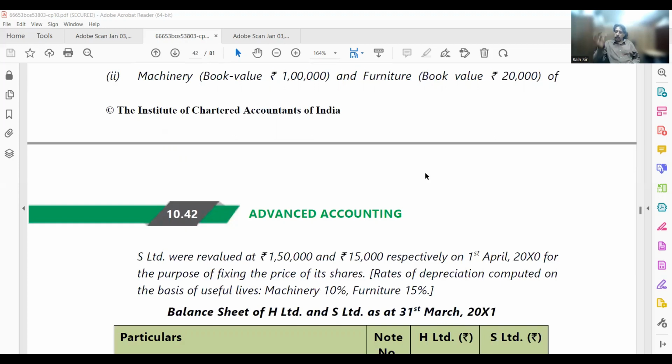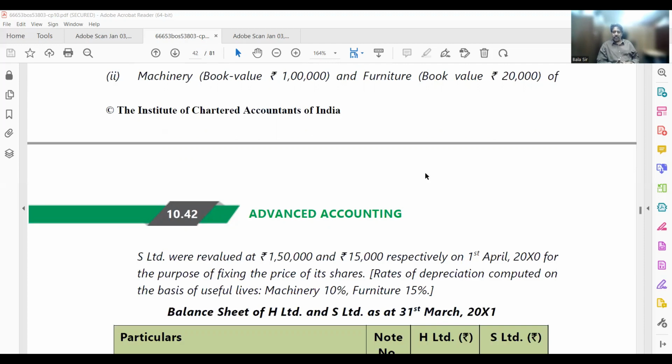That too, these revaluations are made by the holding company when they bought shares in your company on 1/4/20X0. Normally, revaluations are made on the acquisition date. Why? So that I can arrive at the price I should pay for your shares. Next. For the purpose of fixing the price of its shares. It's given also. Yes. Okay.